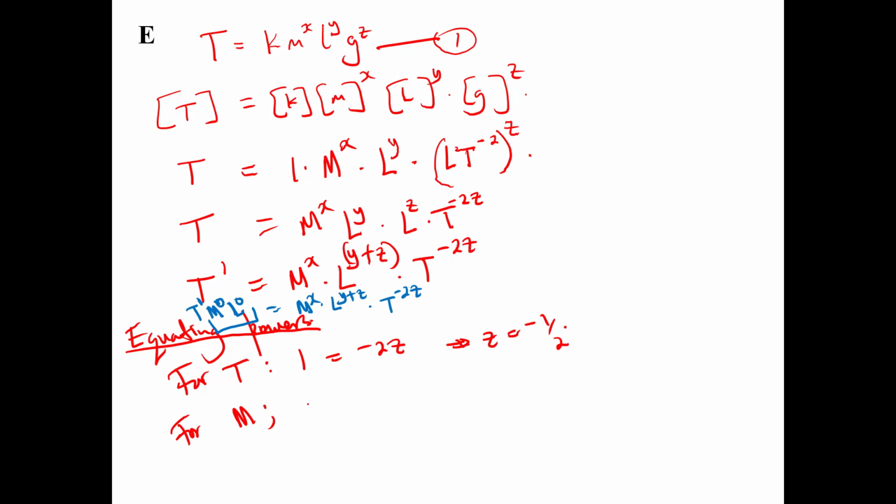For M, on the left hand side, you have the power of M as 0 being equal to x on the other side. So this implies that our x is equal to 0. Then for L, on the left hand side, the power is 0.